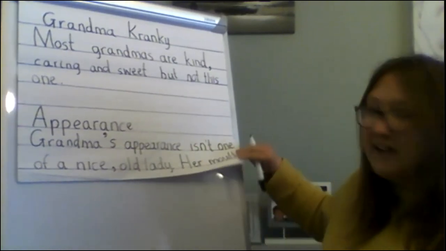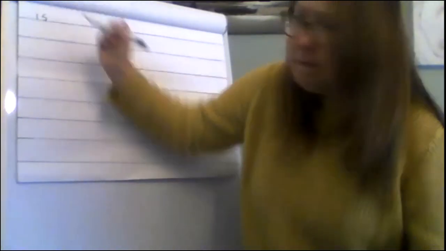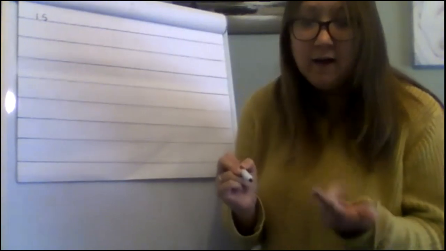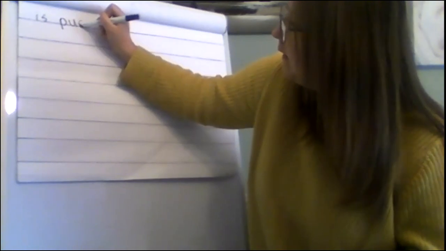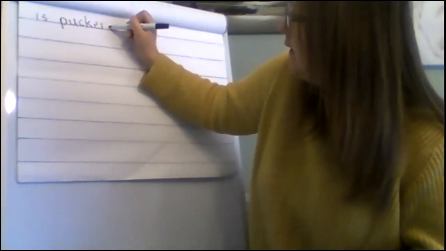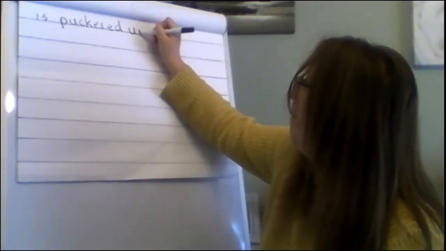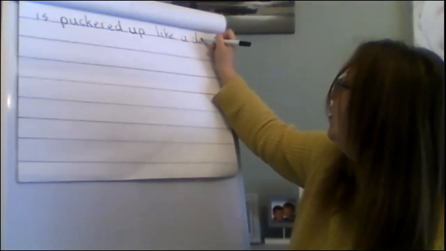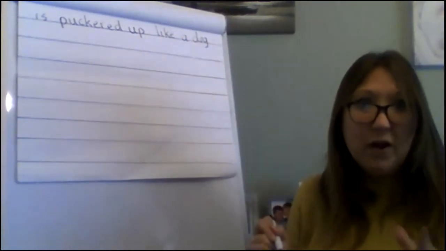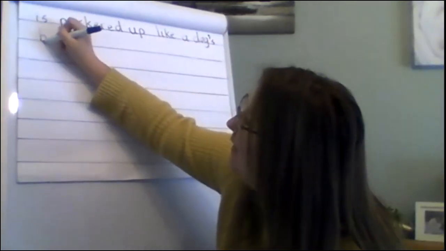Oh, I need to go to a new page now. Her mouth is puckered. Okay, let's write it down. Two curves. Puckered up like a dog's. Oh, it belongs to the dog. So I need my apostrophe. Bottom.